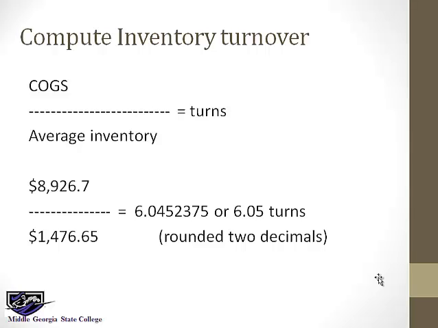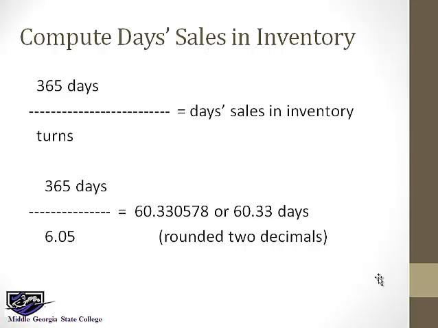Every other month. We can convert it to days and get exactly how many days by taking 365 divided by those turns, and we get 60 days, or about 2 months. That's about what we thought.